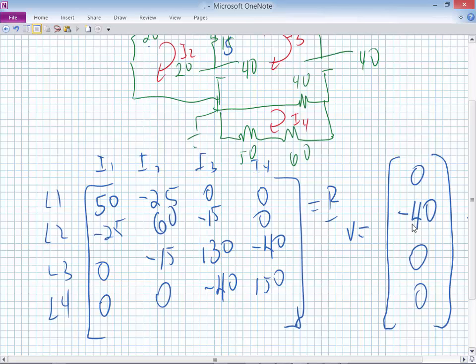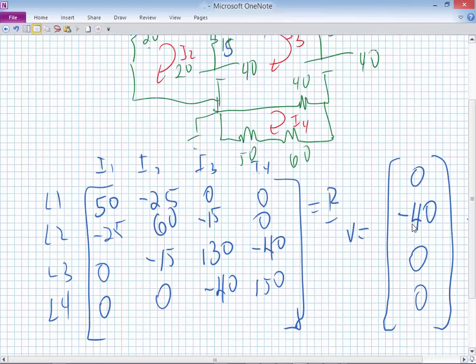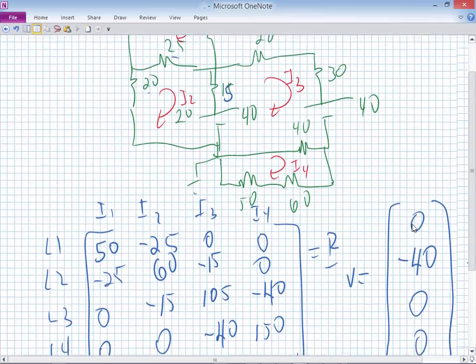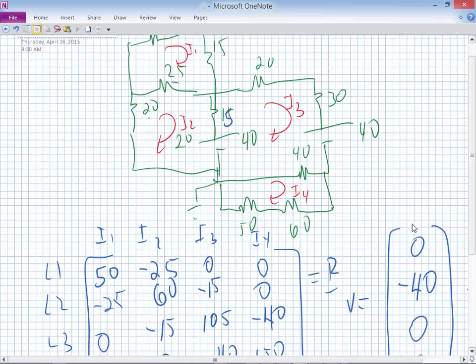Yes? Which one here? 3? Oh, this one should be 90 here. This one here. 105? Okay. All right, let me just double check that. So I've got 15. Okay, I use 40. That's where I screwed up.